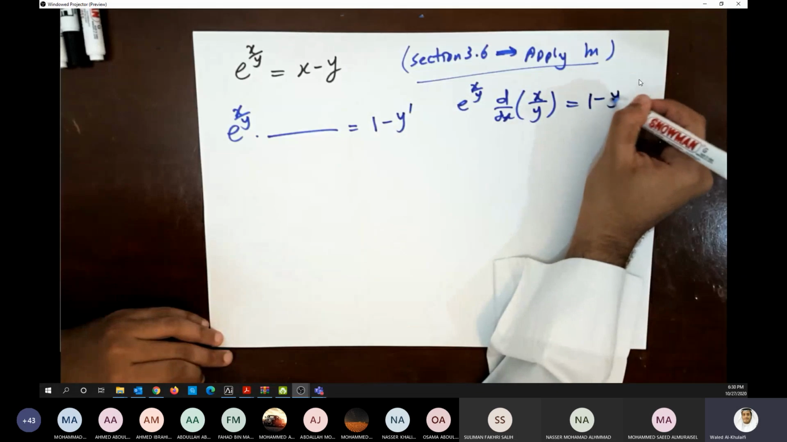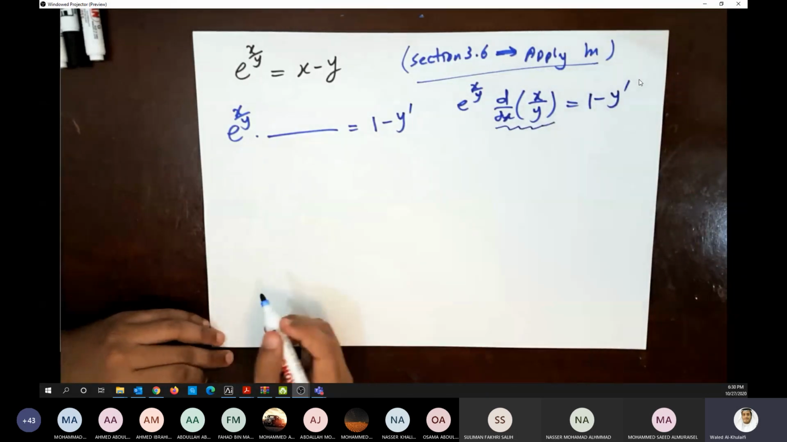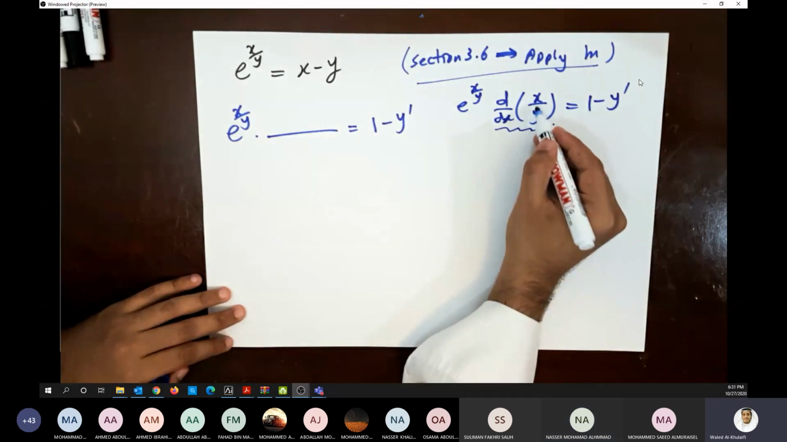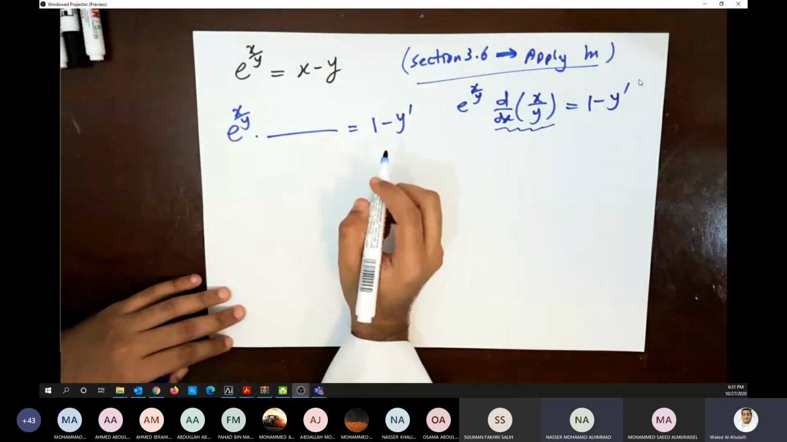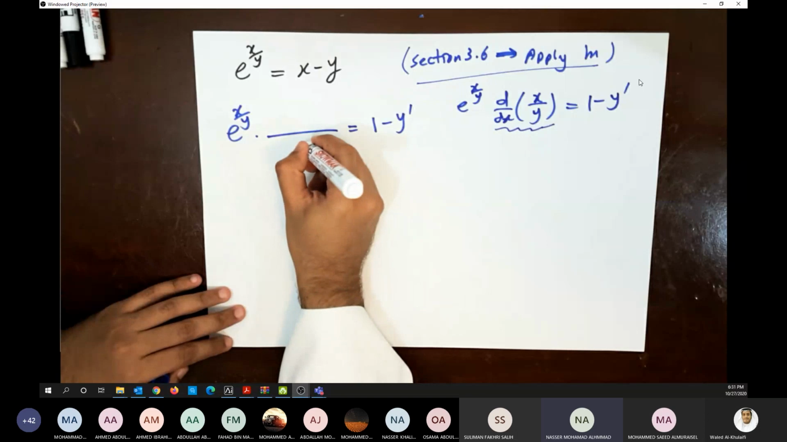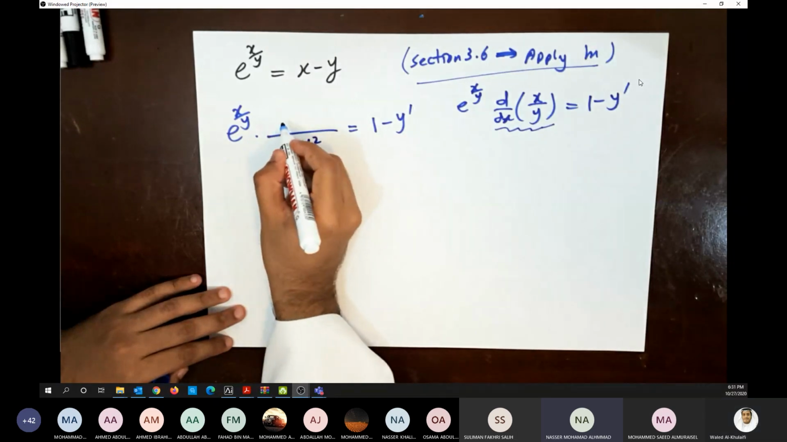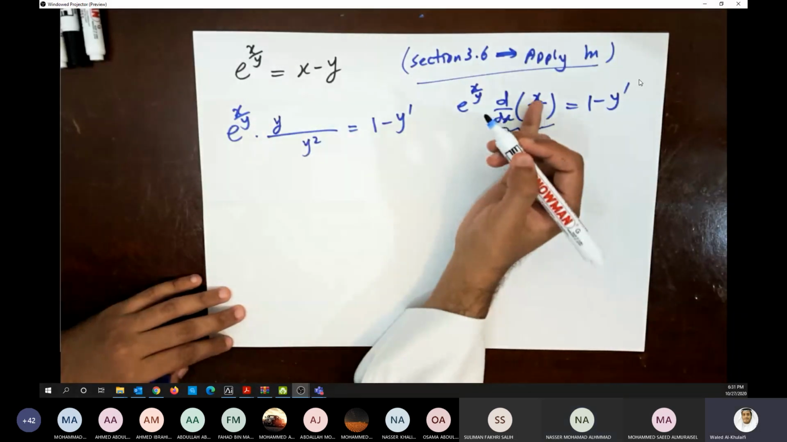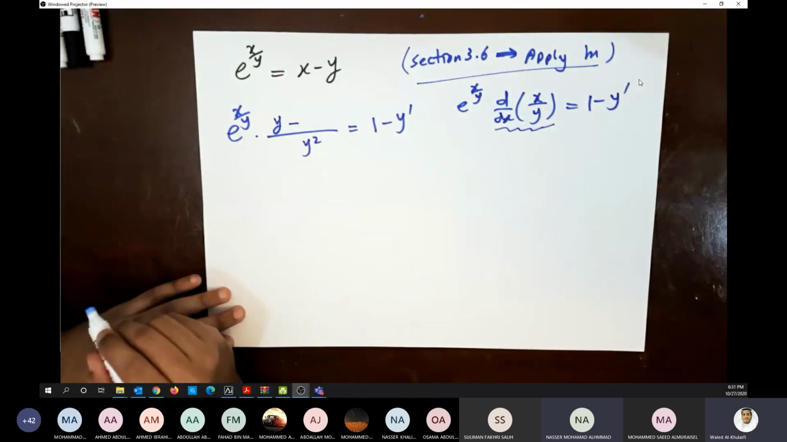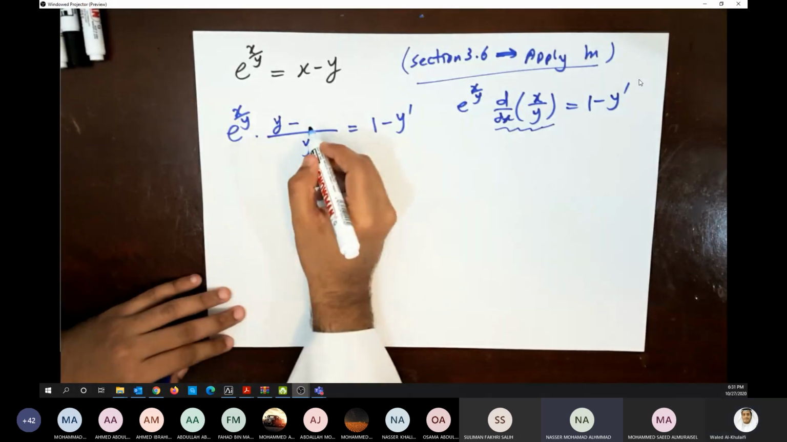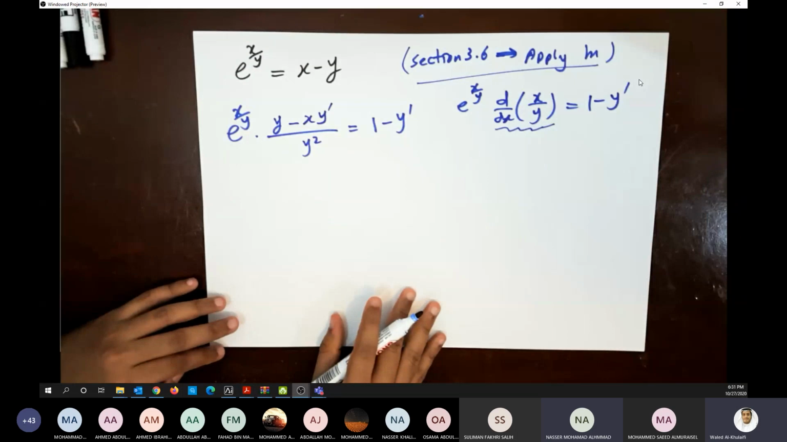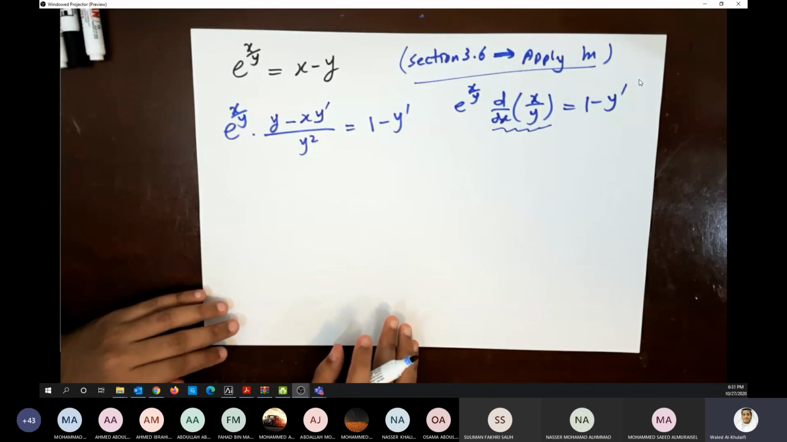But I'm talking about this part. What is the answer? You have a denominator, you have a quotient. The derivative is going to be y squared in the denominator, y times the derivative of x, which is 1, minus x times the derivative of y. Very good. So we have it this way here. Okay, Abdullah, you want to say something?